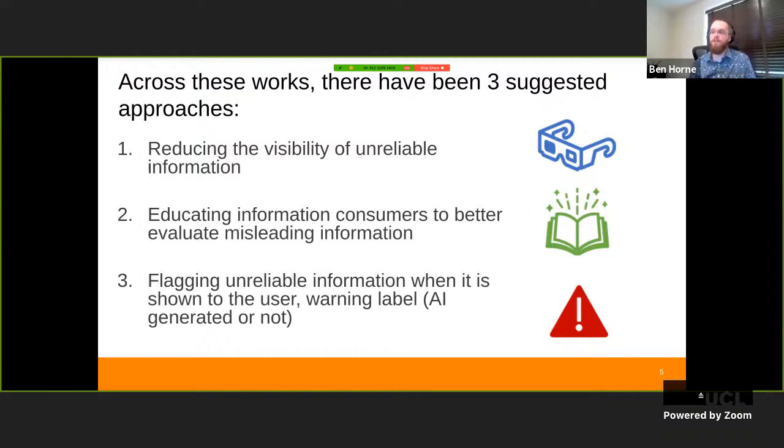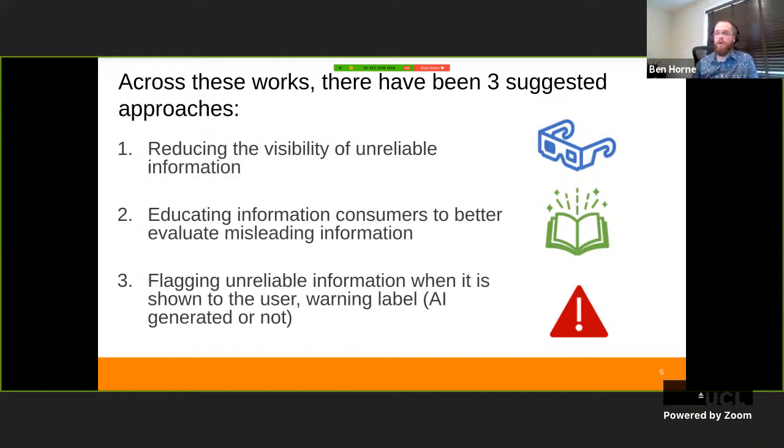The second one is the opposite side, which comes more from psychology and communications. Instead of automating this task, can we just educate news consumers to do it better? And hopefully if we educate them, then we won't have to do all this algorithmic filtering, et cetera.